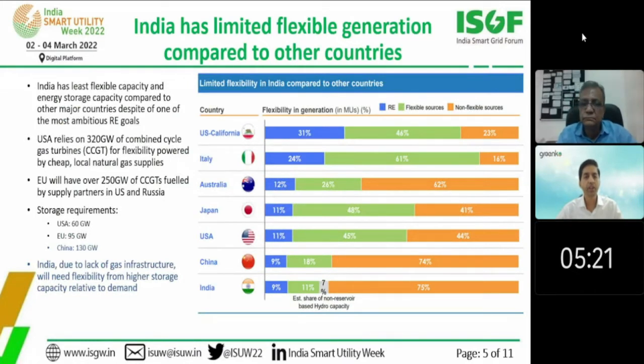This slide compares India's supply flexibility to that of other countries relative to the RE as a percentage of total generation. Countries such as the US, despite relying on over 320 gigawatt of combined cycle gas turbines for their flexibility, that by the way are powered by cheap natural gas domestic supply, speak of the Marcellus, right? They will also be investing in nearly 60 gigawatt of energy storage by 2030, according to an NREL study. In the same vein, Europe will be adding 95 gigawatt and China will be adding 130 gigawatt of storage by 2030 to accommodate their high growth trajectory for renewables.